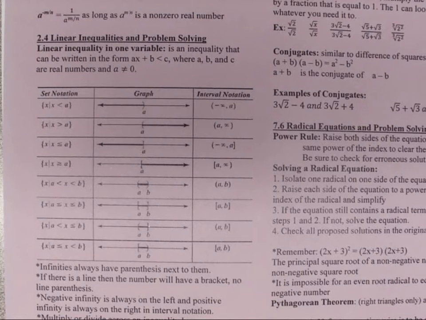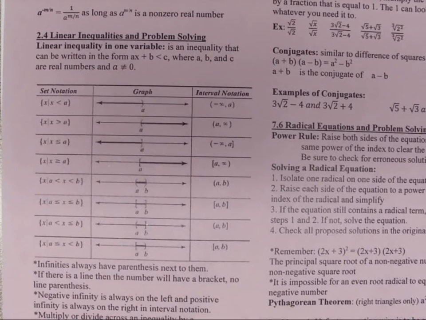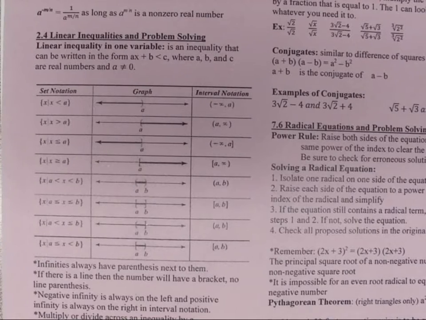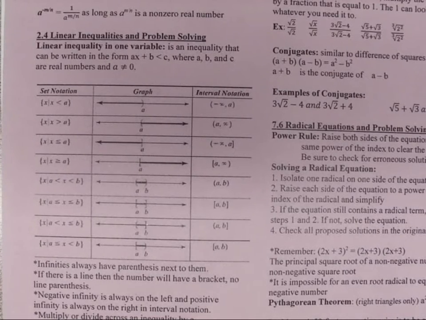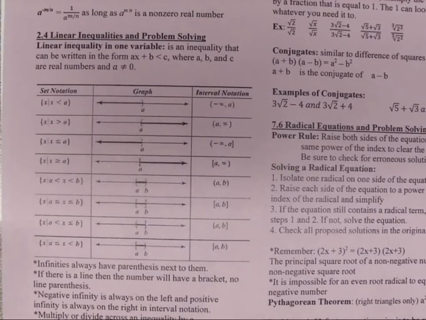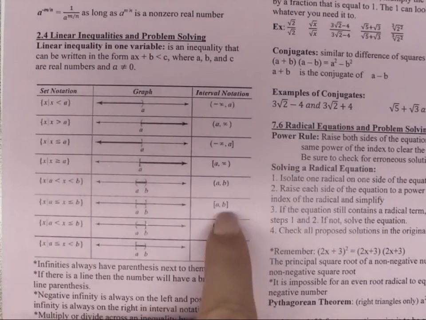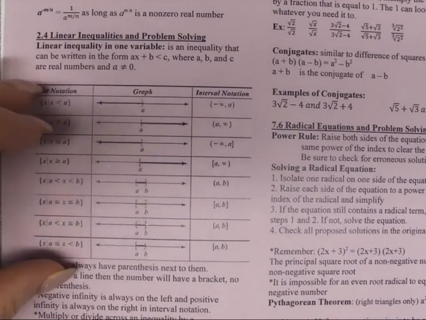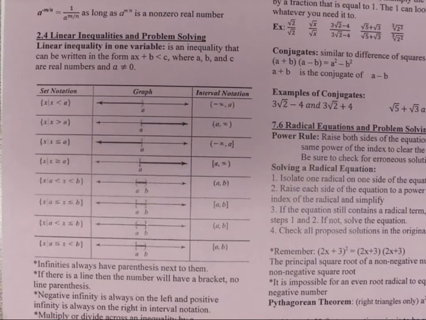We are looking at linear inequalities in problem solving. So a linear inequality in one variable is an inequality that can be written in the form ax plus b is less than c, where a, b, and c are real numbers, and a can't be 0 because then it would just be b is less than c. There are different ways that we can get our answer. We're going to talk about those as we go through it.